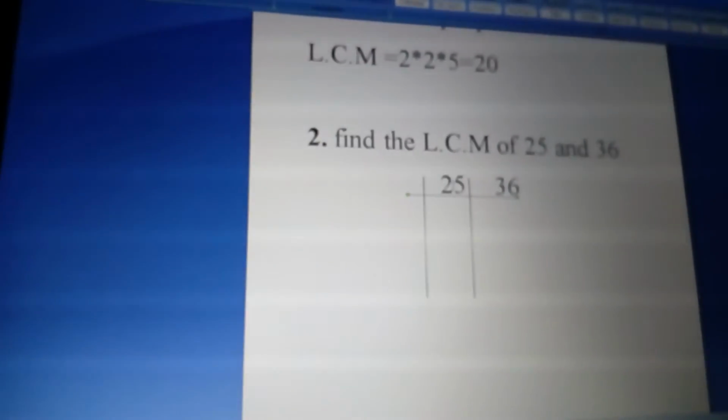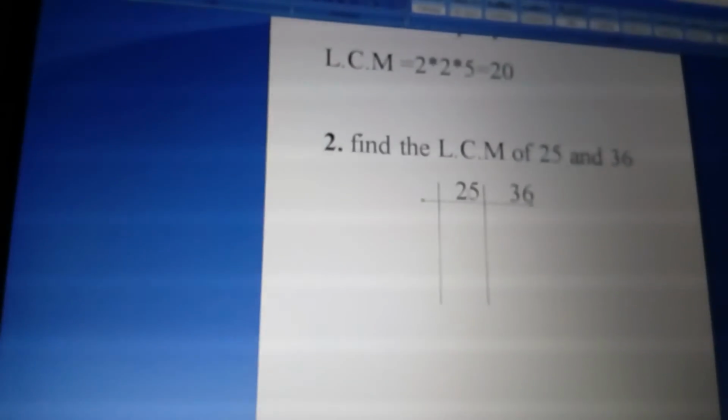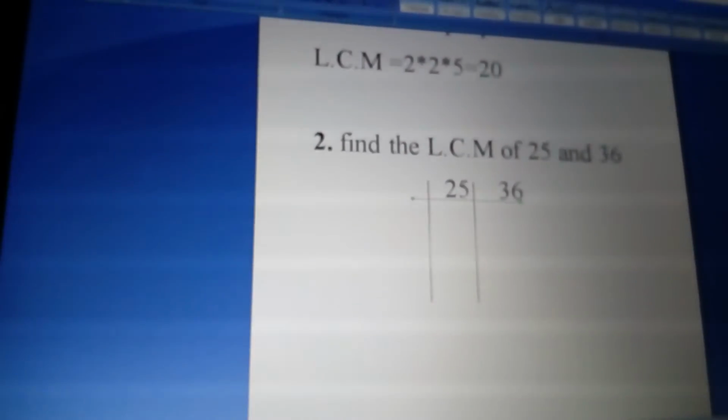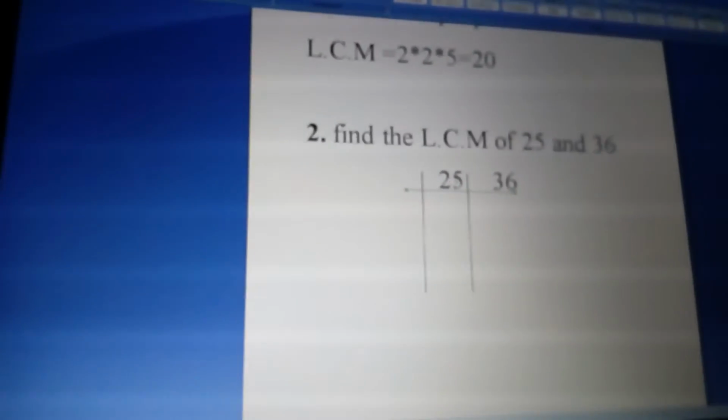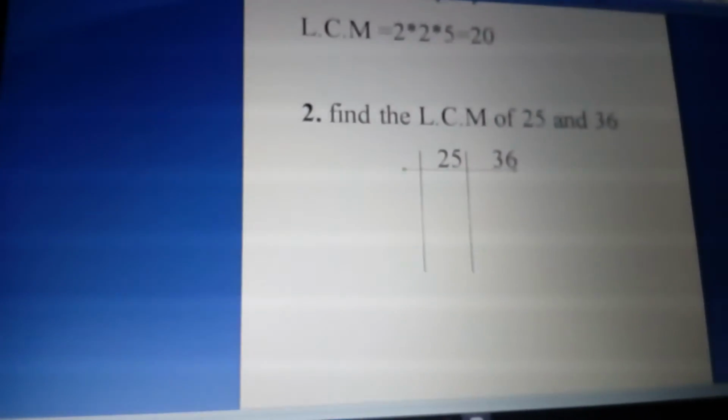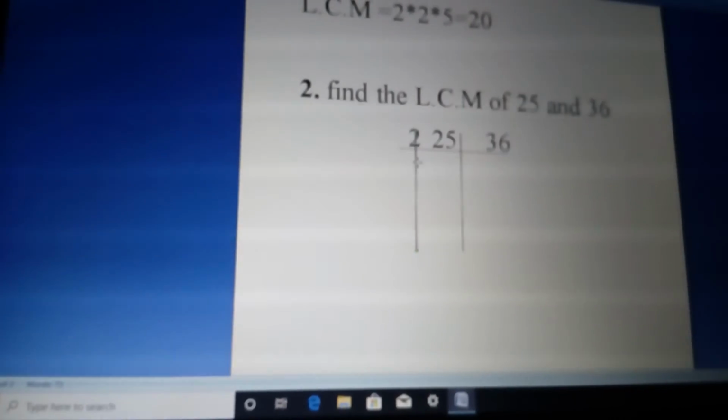Is 25 divisible by 2? No, because 25 is not ending with an even number but ending with an odd number, so the condition can't hold for 25. Is 36 divisible by 2? Yes. 6 is an even number, so even though the condition didn't hold for 25 but it holds for 36, we can still go ahead and use 2 for our division. So if we say 25 divided by 2, it's impossible.